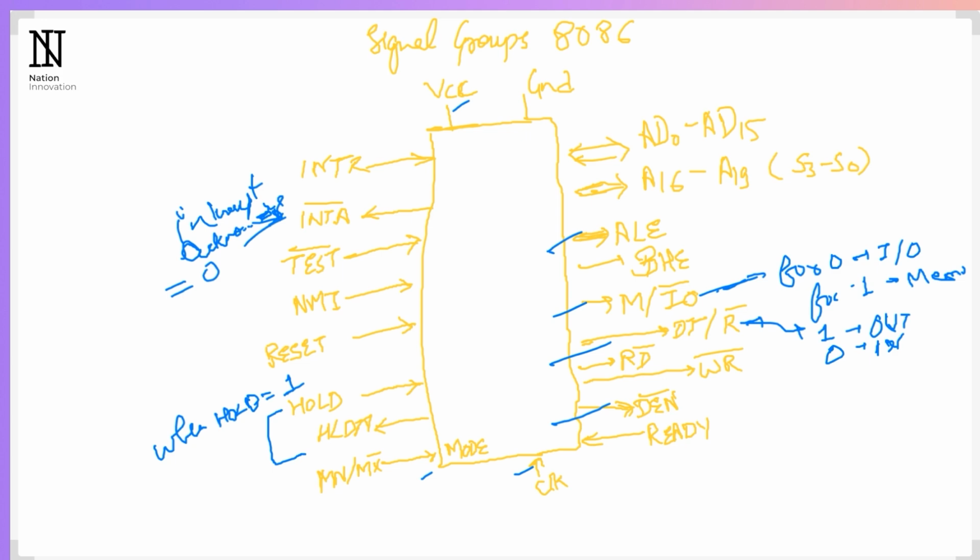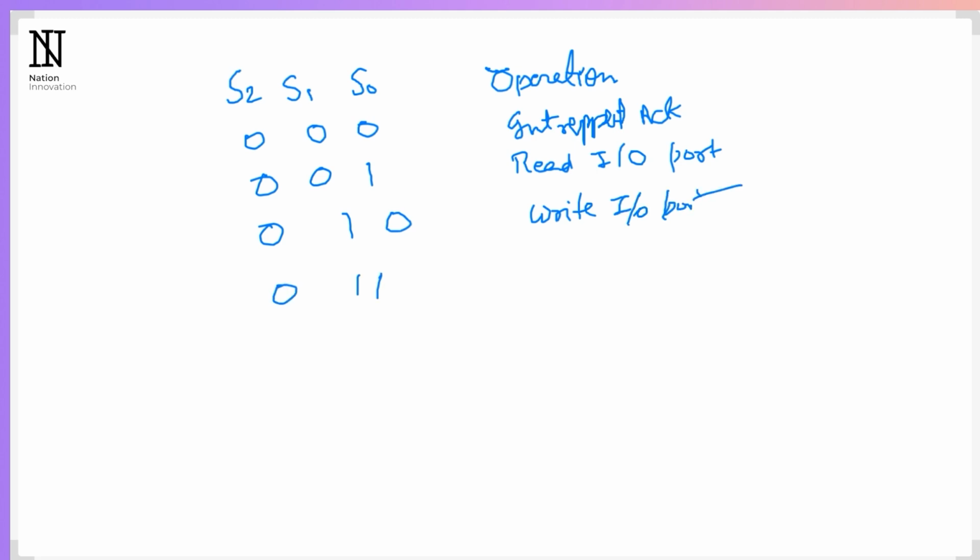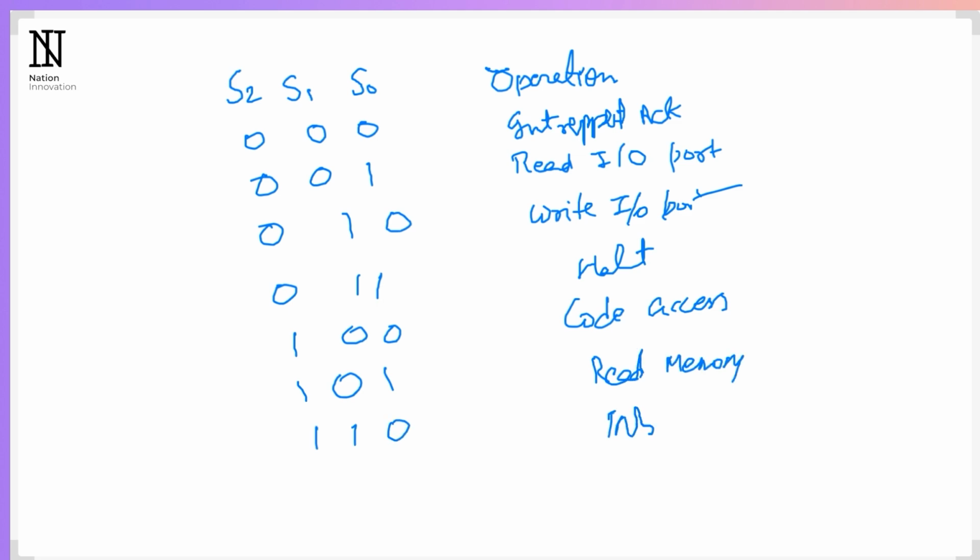Then we have S2, S1 and S0, which are status lines, and they reflect the type of operation being carried out by the processor. Depending on the configuration of these, the operation performed by the processor is decided. So 000 indicates interrupt acknowledge. Then 001 indicates read input output port. 010 indicates write input output port. 011 means halt. 100 means code access. 101 means read memory. 110 means write memory. 111 means passive, that is, it is not used.